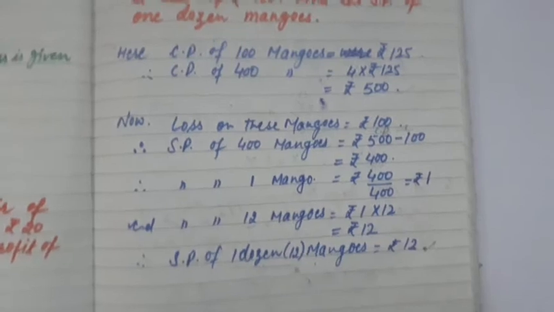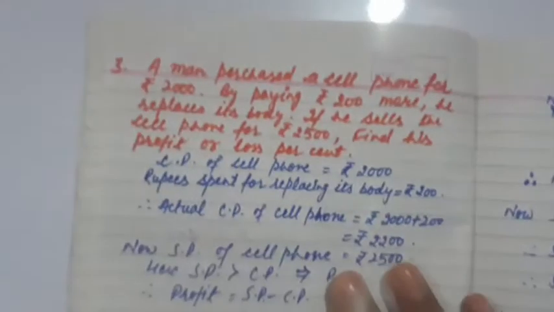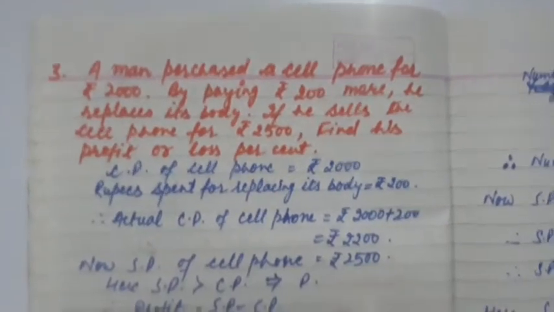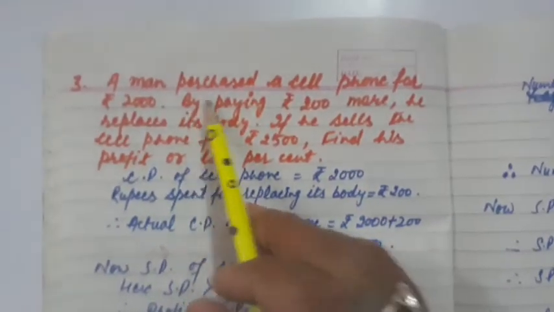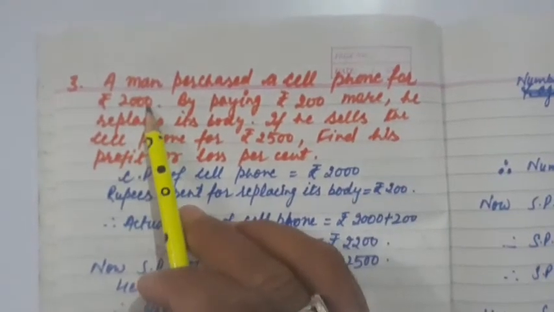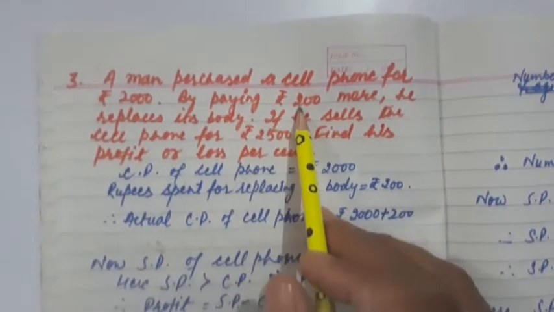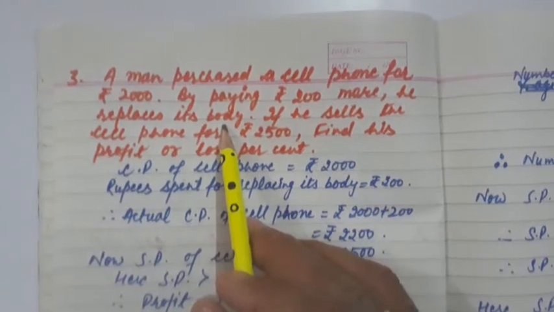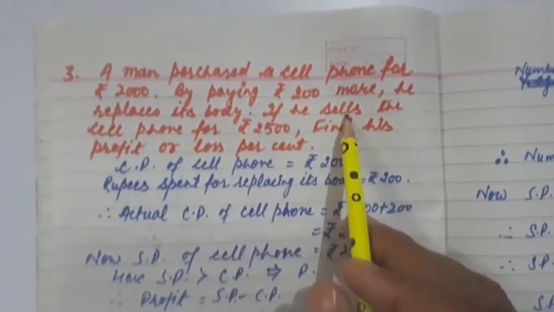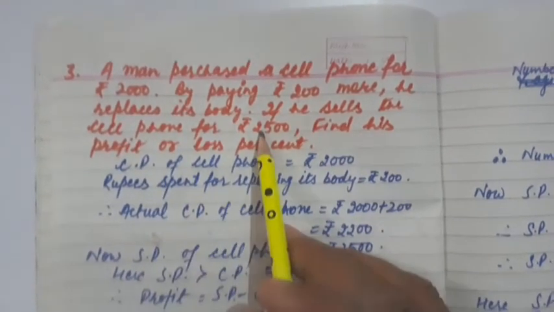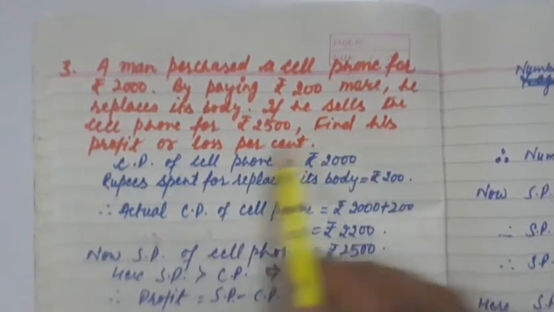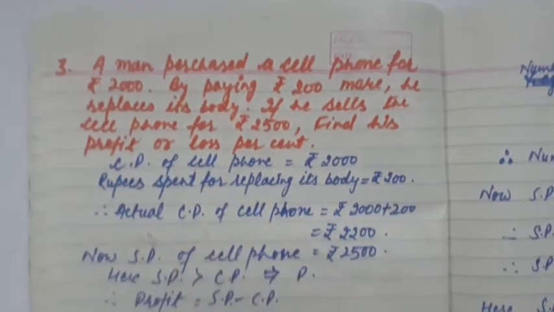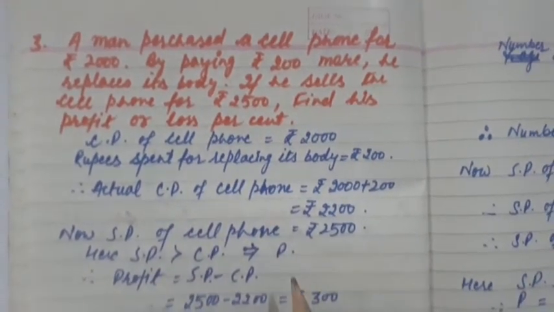In this way we have to solve this question. The next one is question number 3. In this question it is given that a man purchased a cell phone for rupees 2000. By paying rupees 200 more, he replaces its body. If he sells the cell phone for rupees 2500, find his profit or loss percent. In this case we have to find the profit or loss percent.